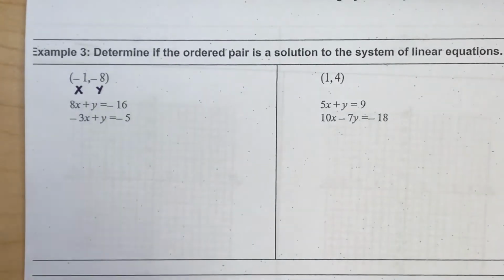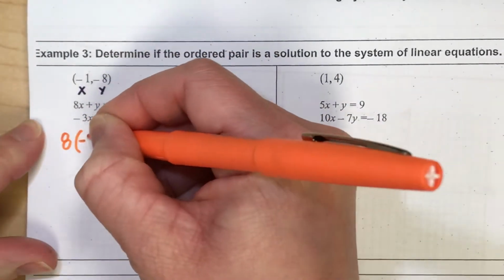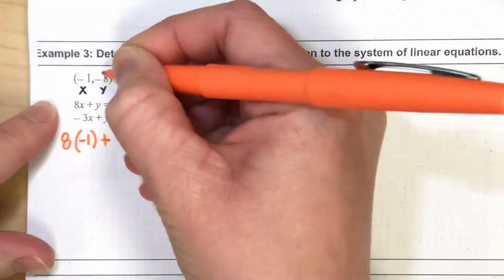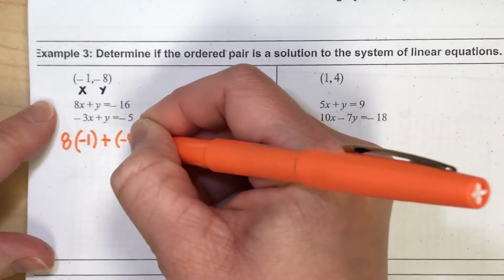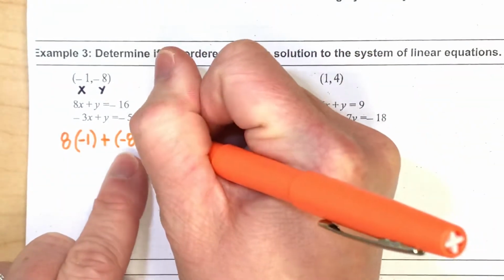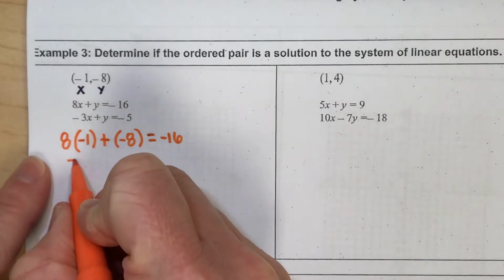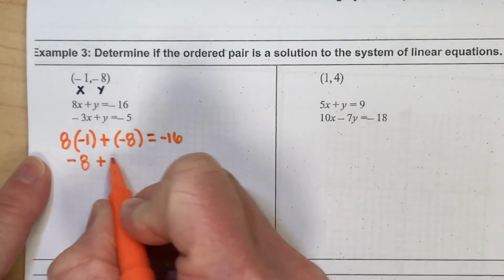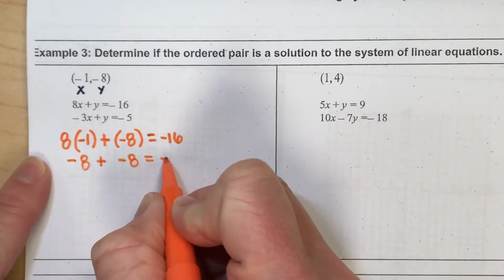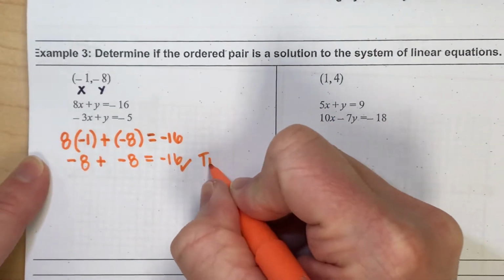Here we go. At 8x, or 8 times -1, if I plug that in, plus y, which is -8. So notice how when I'm substituting in, I'm going to use parentheses here. Is this going to equal -16? And so what I'm going to do is multiply here and get -8. Is -8 plus -8 equal to -16? Well, totally. That is for sure true. So I've checked this point out. So I'm going to say check mark and true.